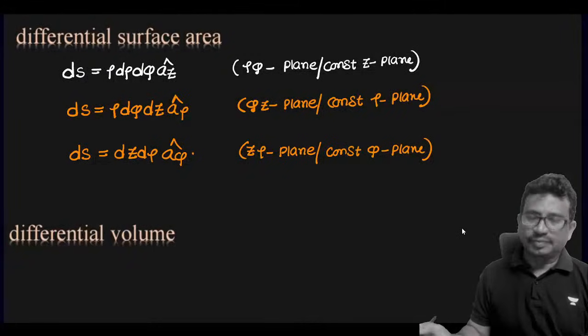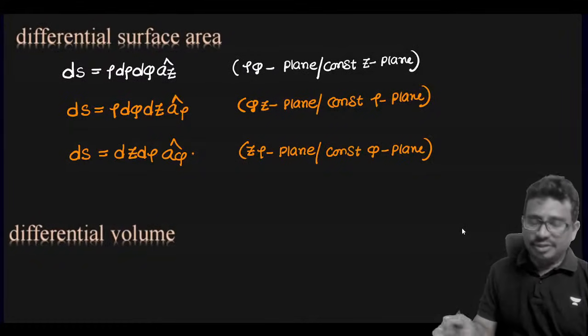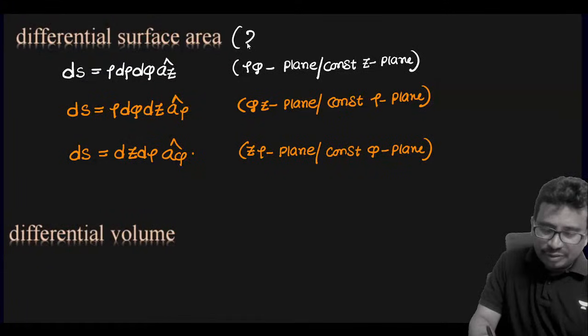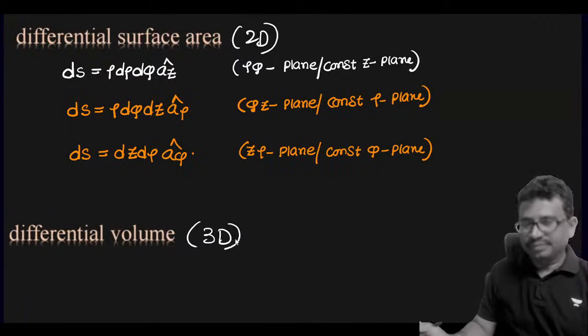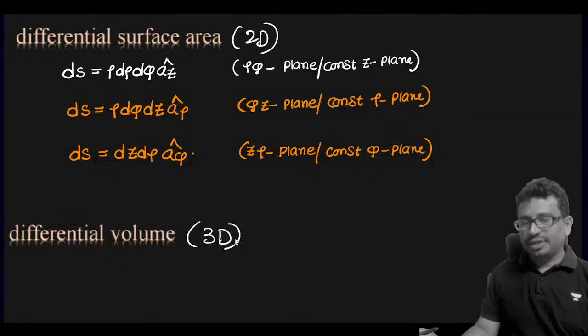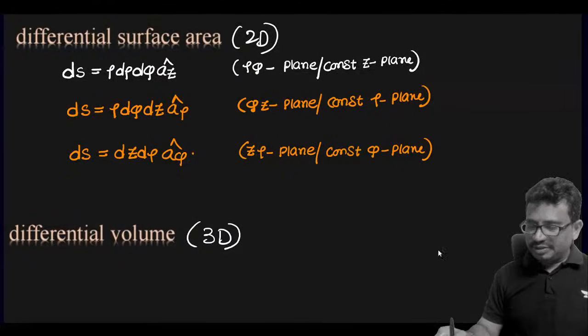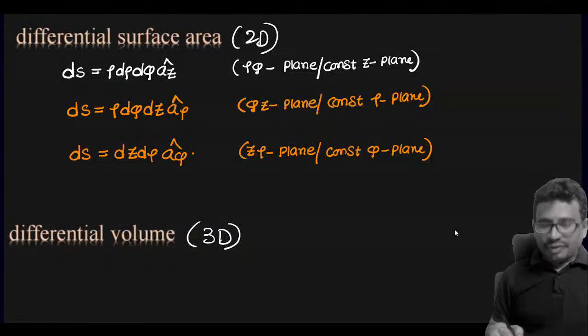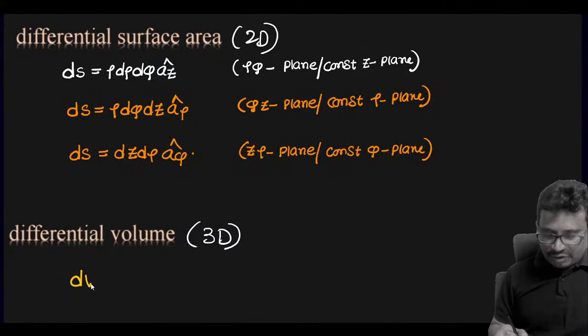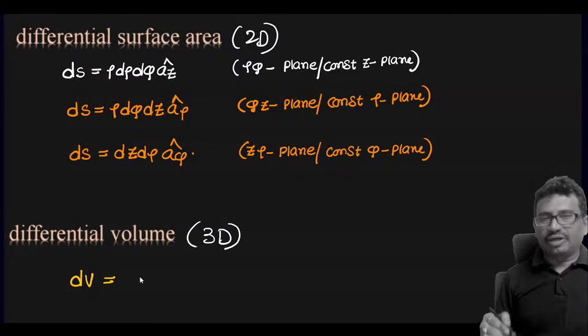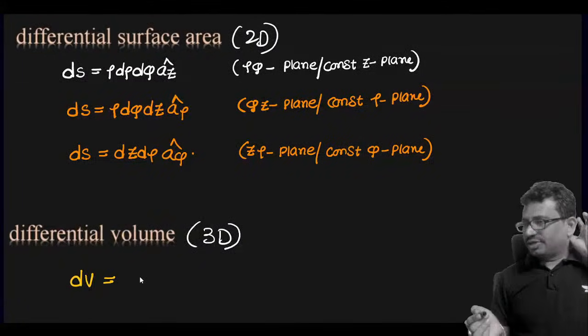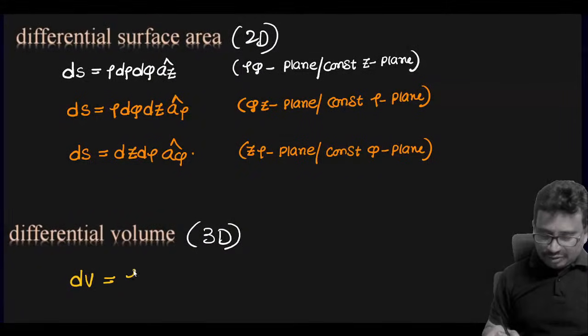Okay. And tell me the volume case. Area means which is 2D, but volume means which is 3D, na? So tell me now, the 3D case, what do we have, dV, differential volume. We need all the changes in length, along rho, phi, z also required. So we can say rho d rho d phi dz.